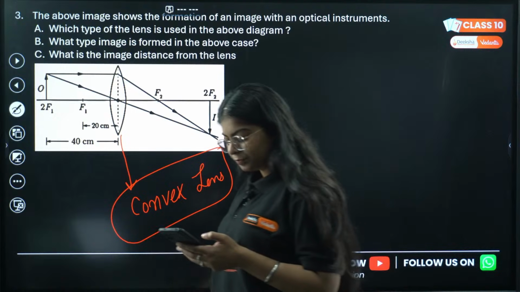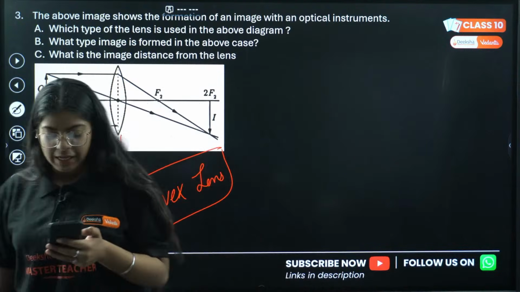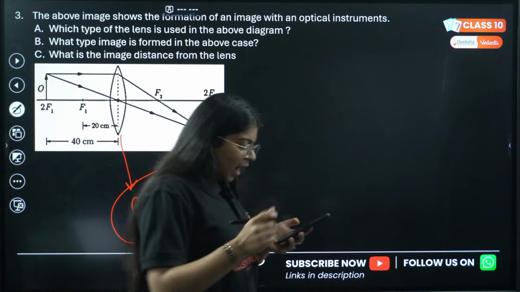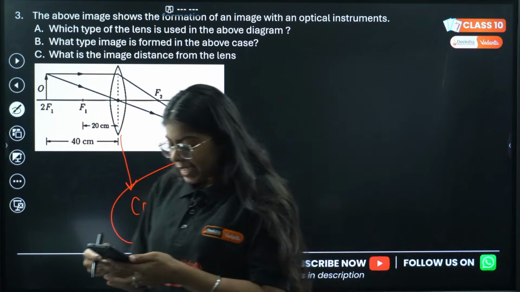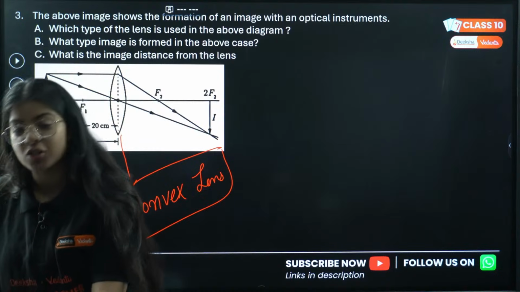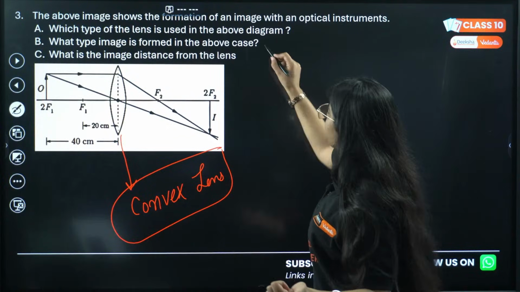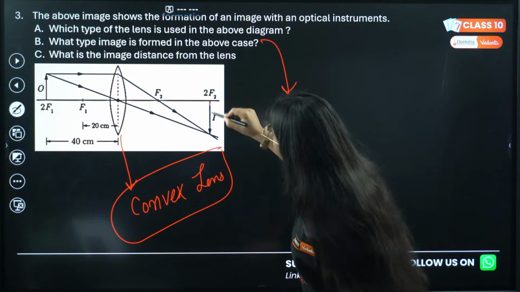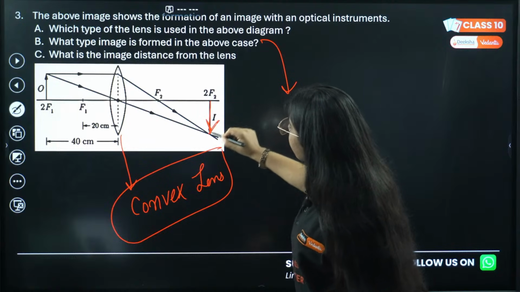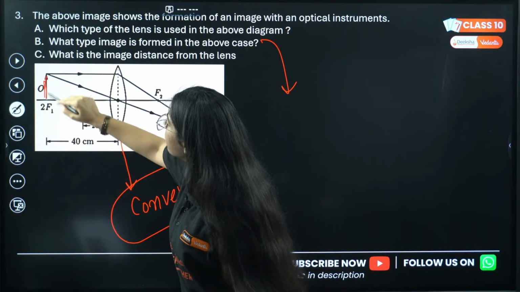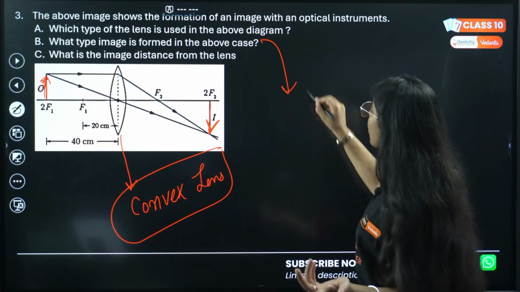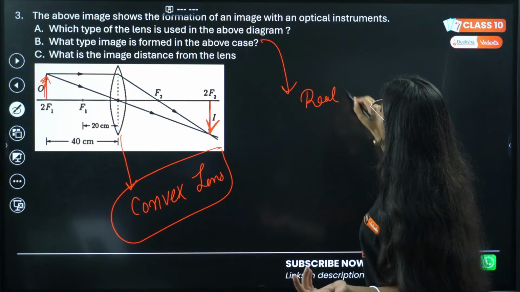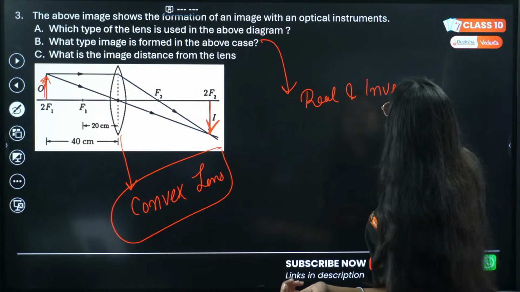Let me know. Malika is also saying convex lens. Very good. Parth is saying real and inverted. Okay, everyone is correct. Malika is also saying real and inverted. You guys are correct. So we can clearly see that this image is real, it's inverted, correct? We haven't studied anything which is virtual and inverted. So the image is real and inverted, correct?